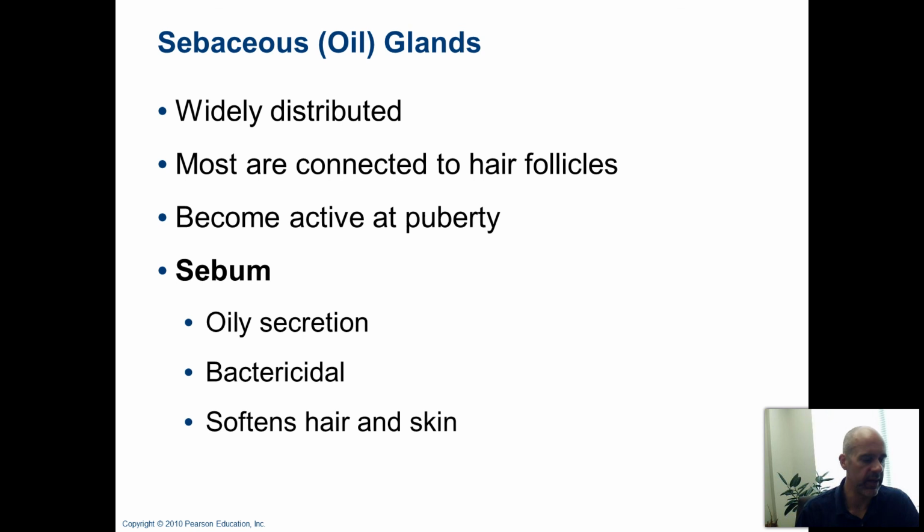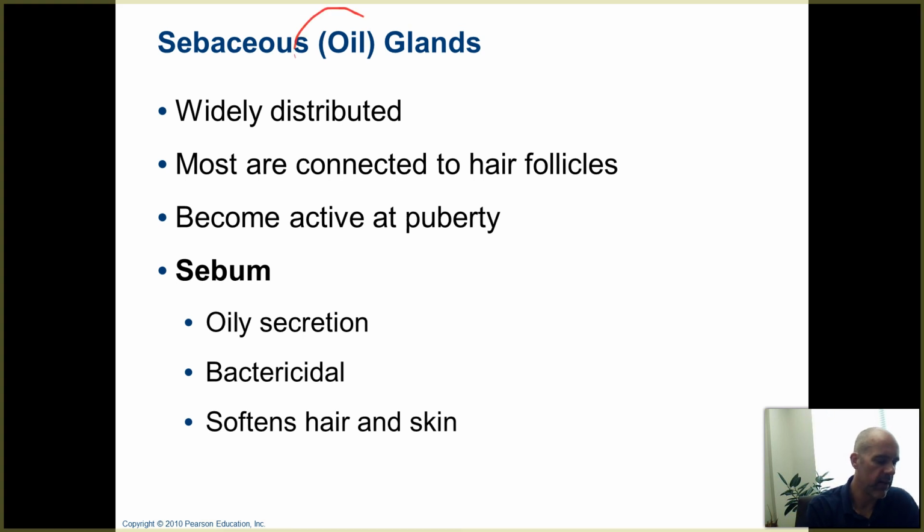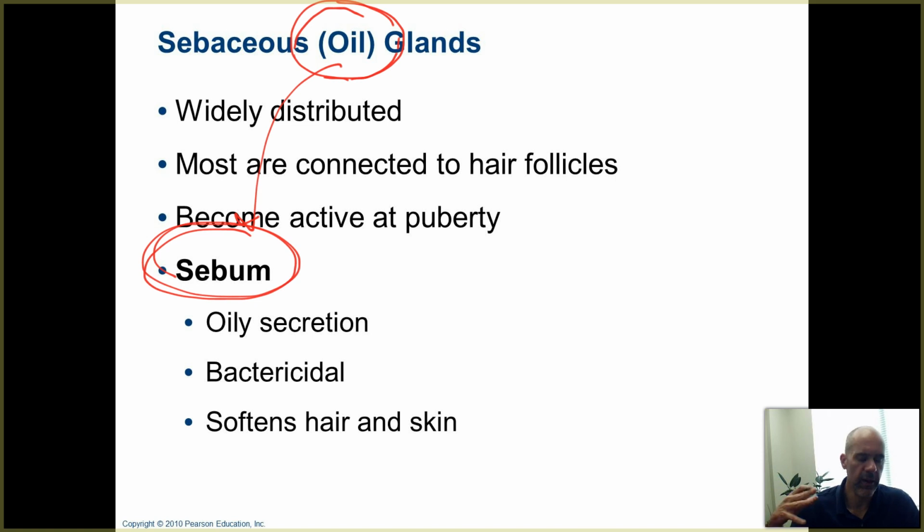Okay, sebaceous glands are the glands that produce skin oil or sebum. That is the name for skin oil. And they're widely distributed. They're all over the surface of your skin. Most of them empty into hair follicles, and they become active when you reach puberty. So they make your skin oil.